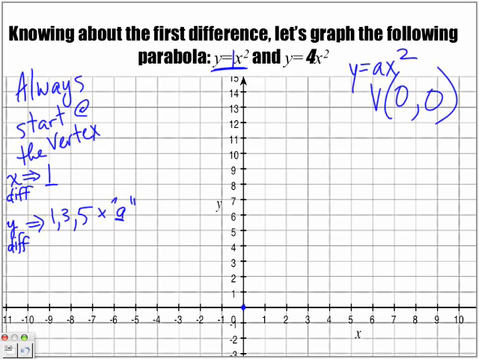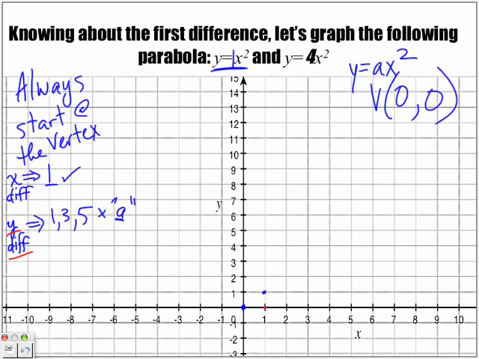So in other words, from our vertex, the difference in x is 1. So we're going to move over 1 right here, and then we're going to move along the y-axis another one. Okay, and that's where we're going to get our first point.